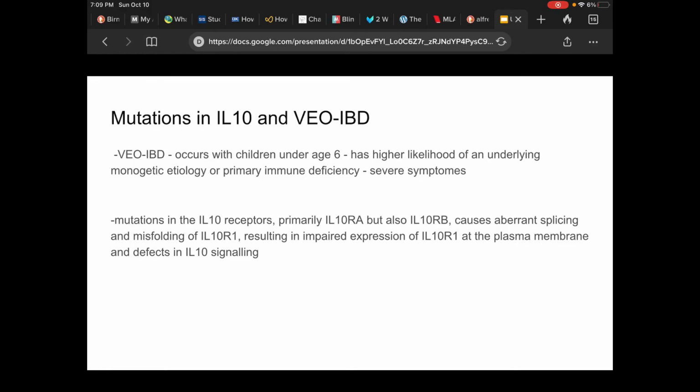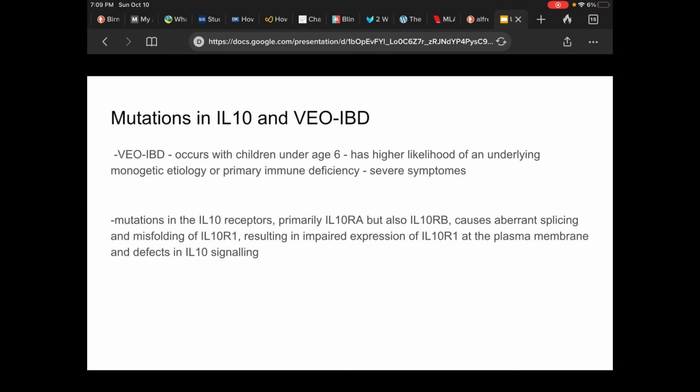primary immune deficiency. Children with VOIBD also undergo much more severe symptoms such as severe colitis, severe perianal abscess, oral ulcers, etc., and respond poorly to traditional treatment of IBD. People with VOIBD tend to have mutated IL-10 receptors, primarily in IL-10Ra, but also in IL-10Rb to a lesser extent.